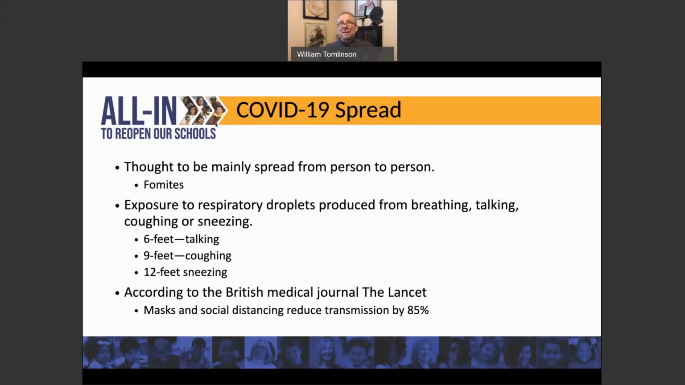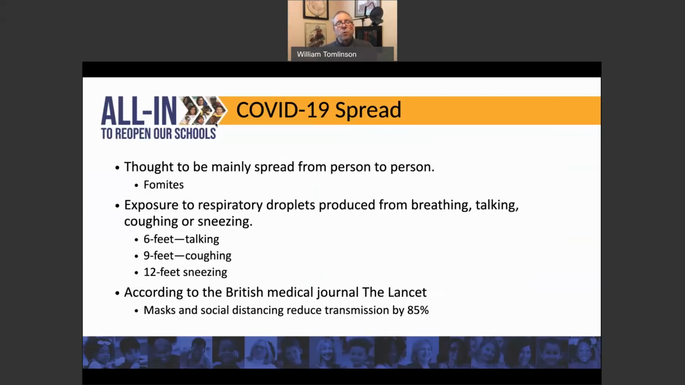So there are three distances I want you to think about: 6 feet, 9 feet, and 12 feet. Now, these distances come from a study done at Georgia Tech back in April. So 6 feet, respiratory particles can come out through talking. And at about the 6 foot, there's enough dispersion where there shouldn't be sufficient concentration for exposure. 9 feet for coughing and 12 feet for sneezing.